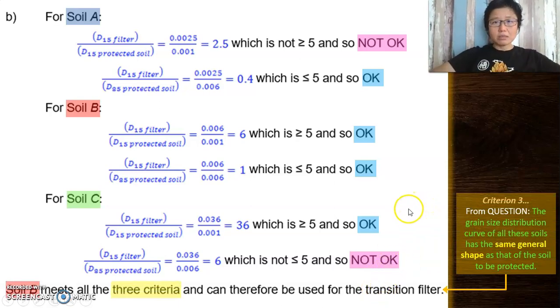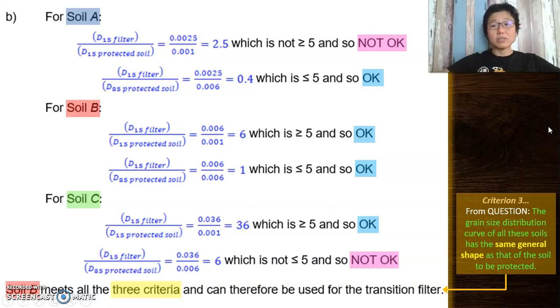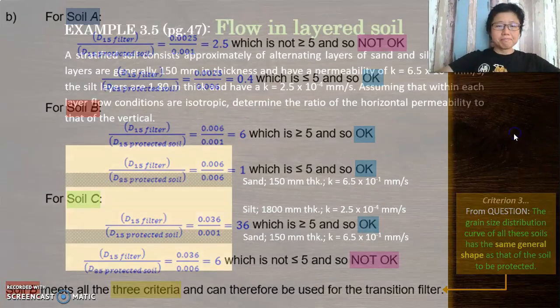Now you may ask, 3 criteria, you say there are only 2 here. Well, the third criterion they were talking about, remember, was given in the question. The question told us the grain size distribution curve of all the soils has about the same general shape, because the third criterion is actually that the gradation curve should be about the same. Okay, so remember that.